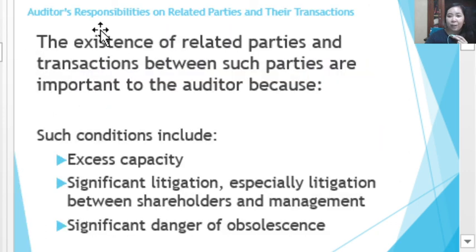So those are the auditor's responsibilities on related parties and their transactions. All of this should be understood at least by the auditor, for him to perform the appropriate audit procedures.